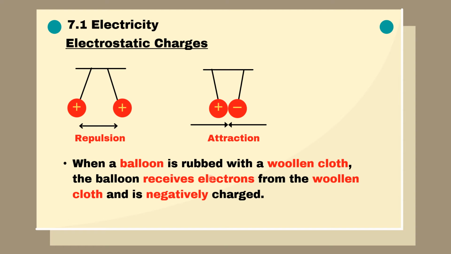When a balloon is rubbed with a woolen cloth, the balloon will receive electrons from the woolen cloth. The woolen cloth transfers the negative charge, which means the electrons, to the balloon, and the balloon will receive electrons. Then the negatively charged balloon is formed.